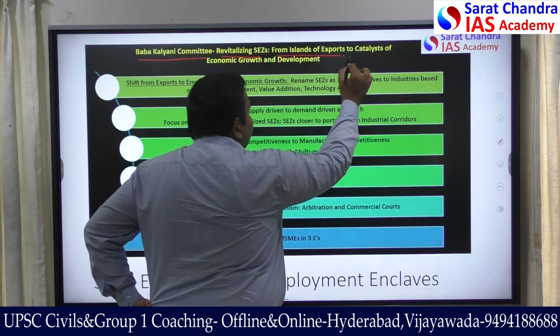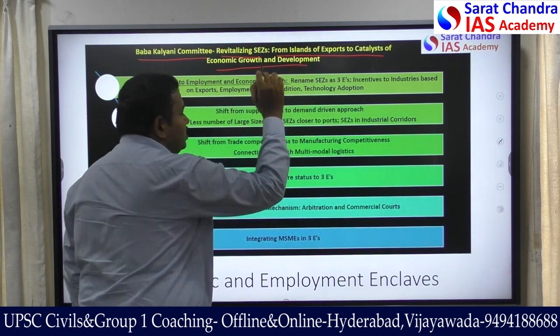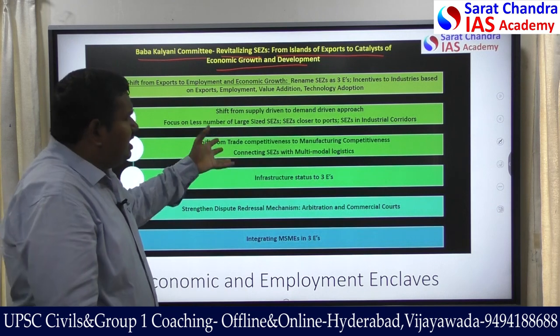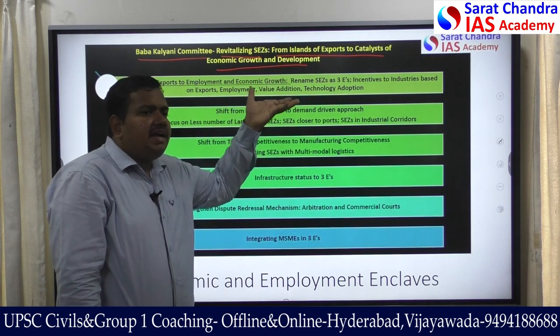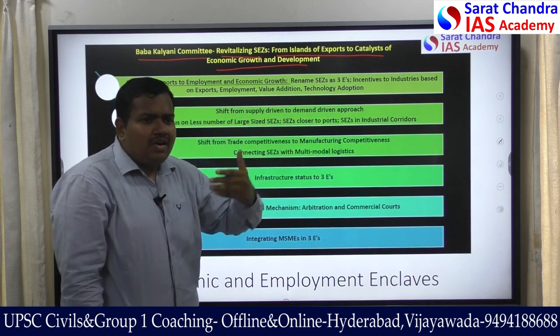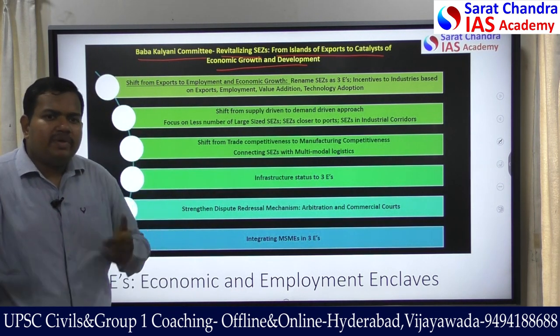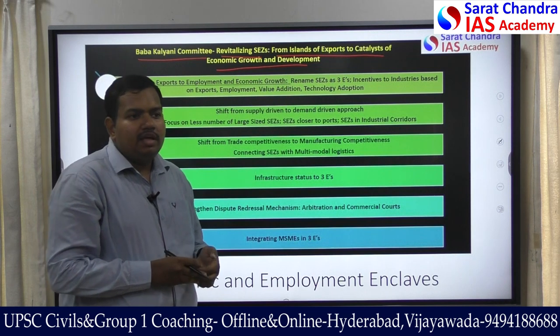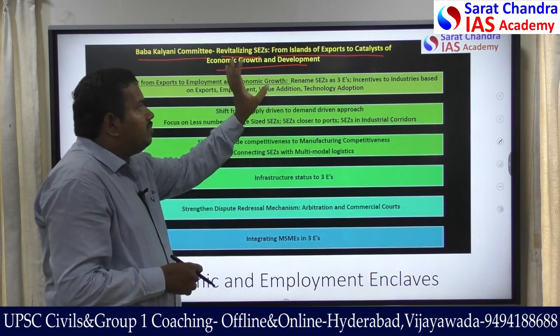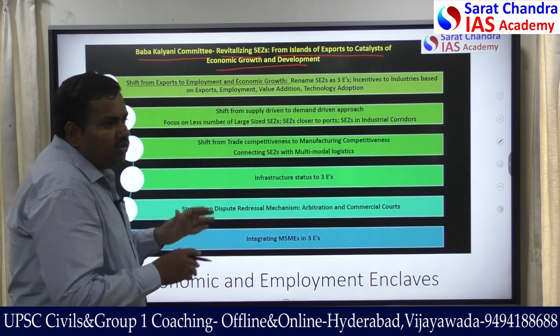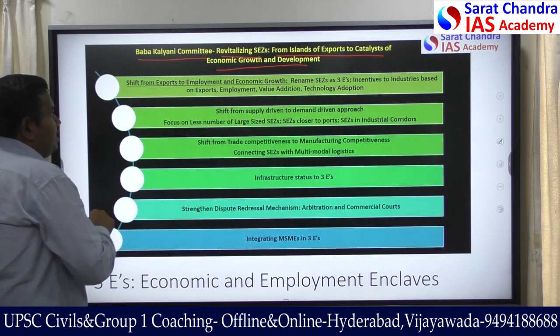So, from islands of exports to catalysts of economic growth and development. That is the theme. Currently SEZs are like islands of exports, but they are not contributing to the growth of India. Then what is the purpose of establishing them? That's why we want to convert them from islands of exports to catalysts of economic growth and development. So what are the recommendations given by this committee?